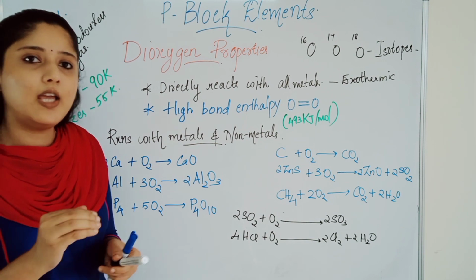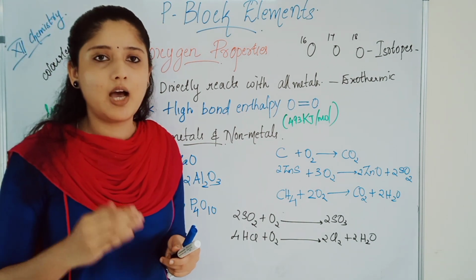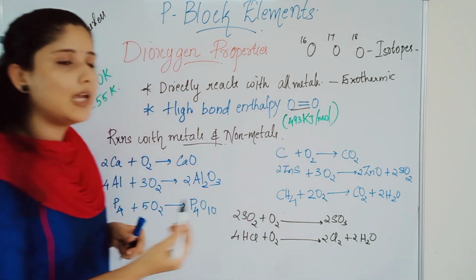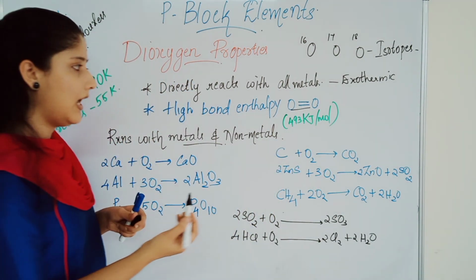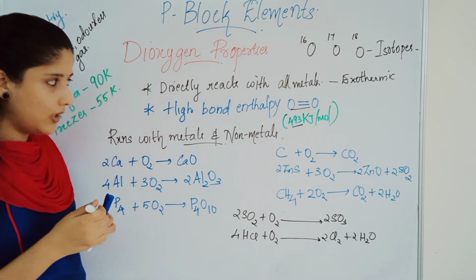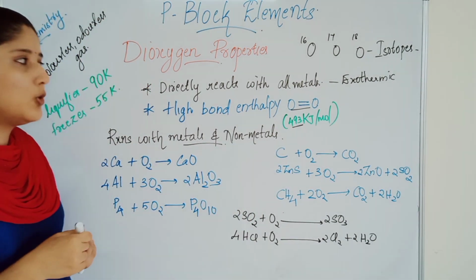But O2, O double bond O, is high. What? It has a high bond enthalpy, means high bond strength, because of the presence of double bond. Bond enthalpy is high, and the value is what? 493 kilojoule per mole. Okay, it has a high bond enthalpy.